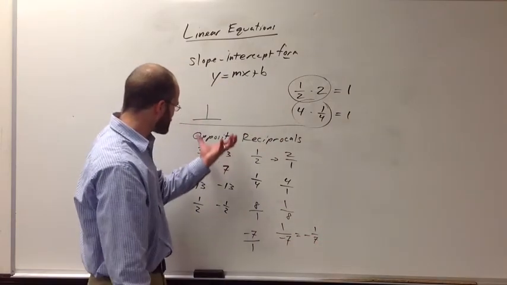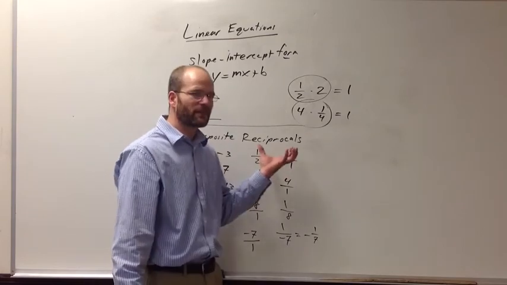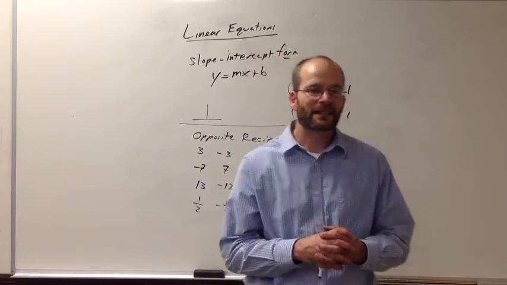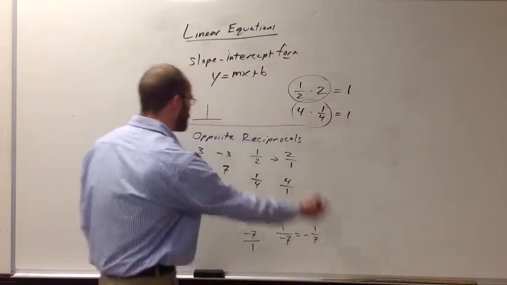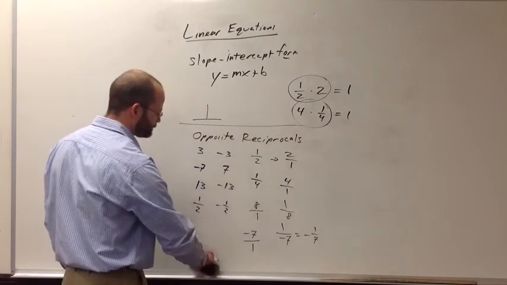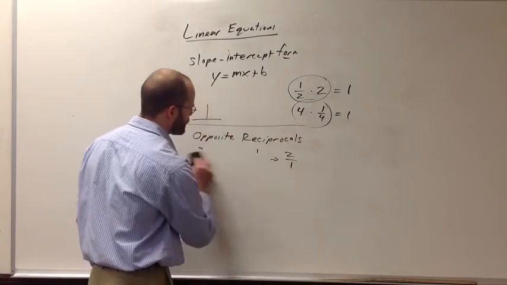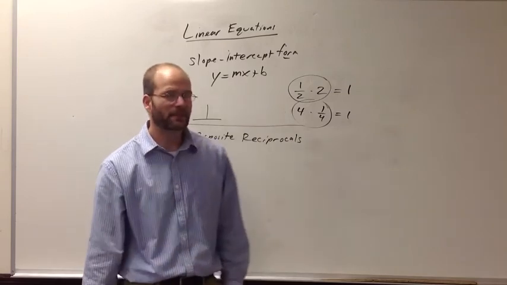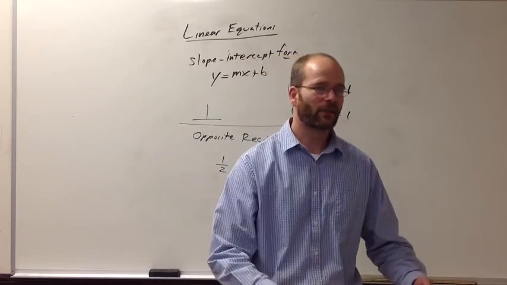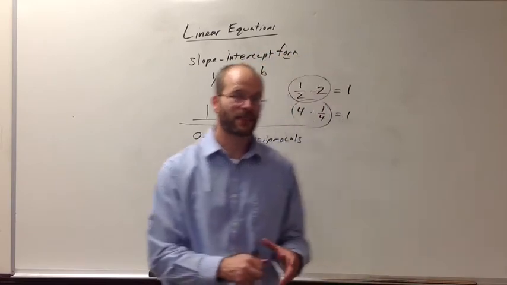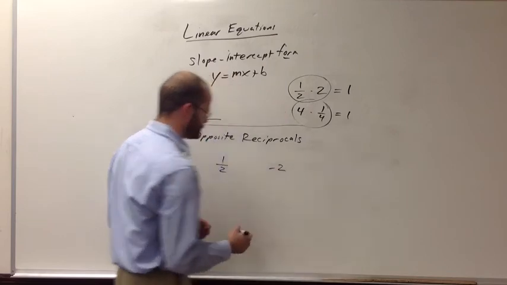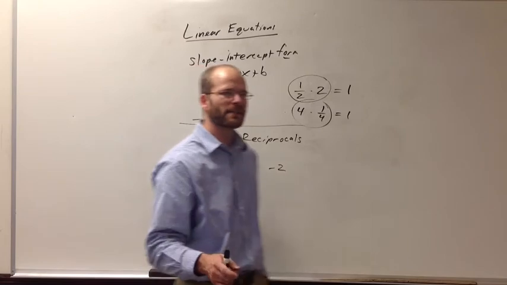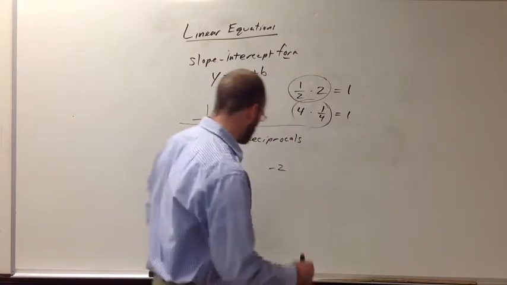Okay, so I have this concept of opposite and a concept of reciprocal. And when I'm talking about the slopes of perpendicular lines, I find that their slopes are always opposite reciprocals. I need to incorporate both of these ideas. So if I have a number like 1/2, and I ask what is the opposite reciprocal of 1/2, well the opposite is negative 1/2, and the reciprocal of that is negative 2. If I have a number such as 4, well, the reciprocal of 4 is 1/4, and the opposite of that is negative 1/4.